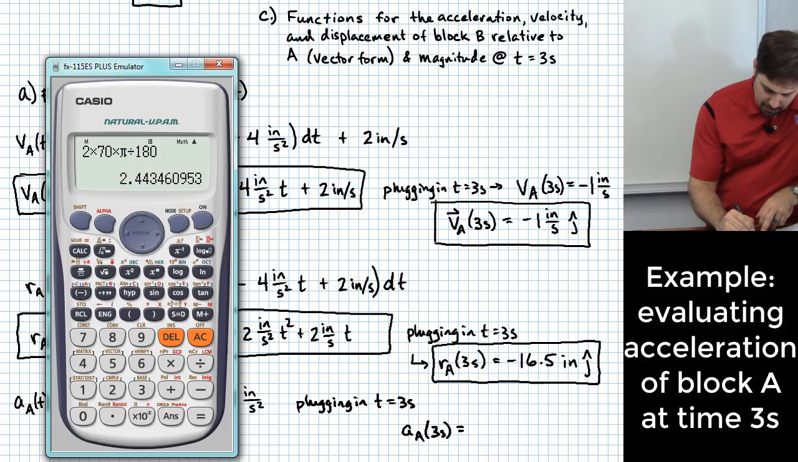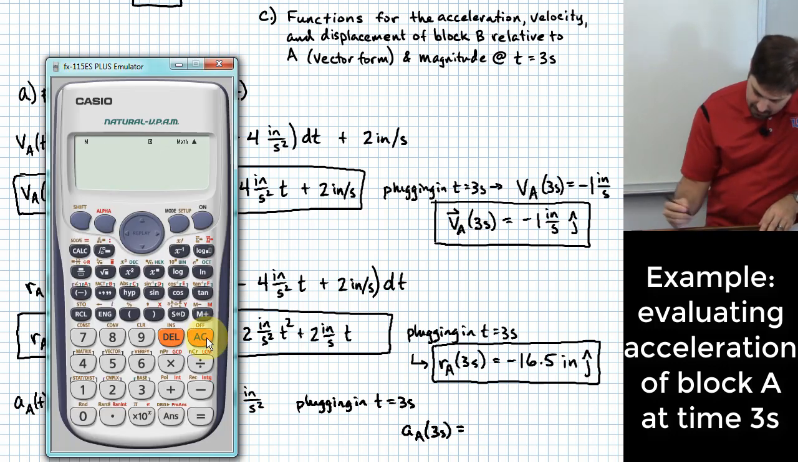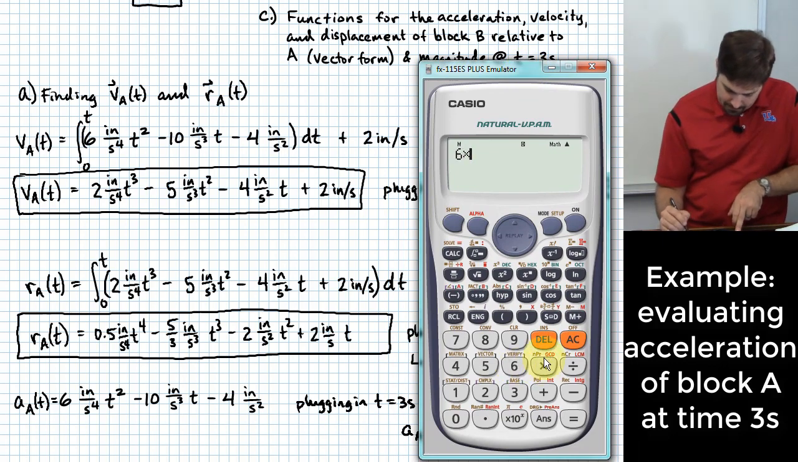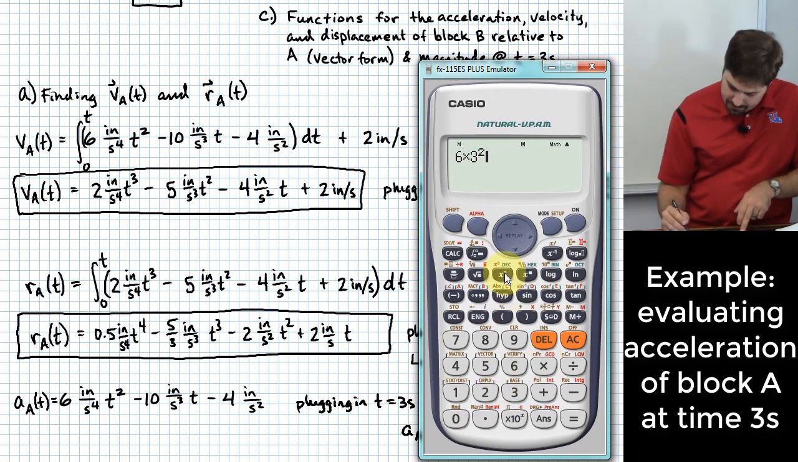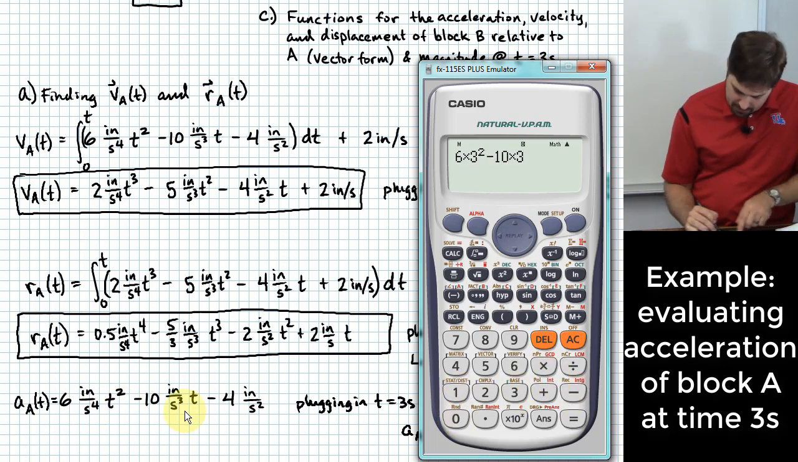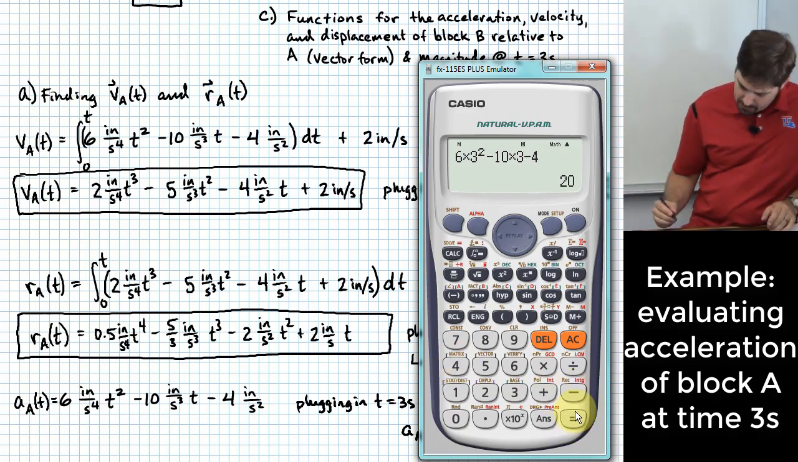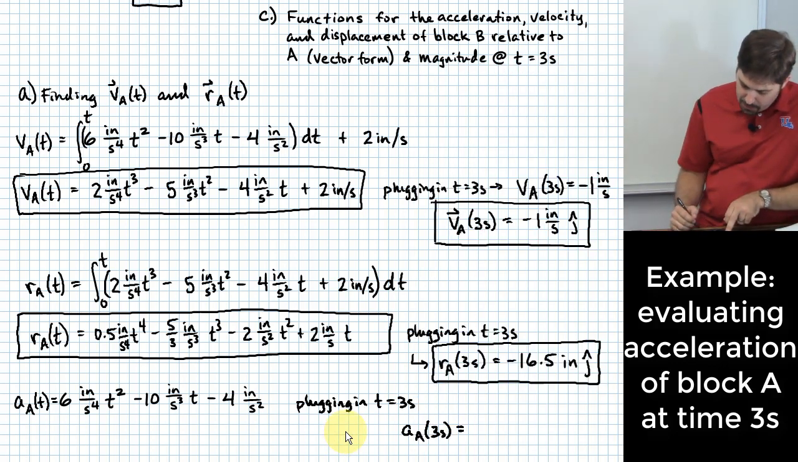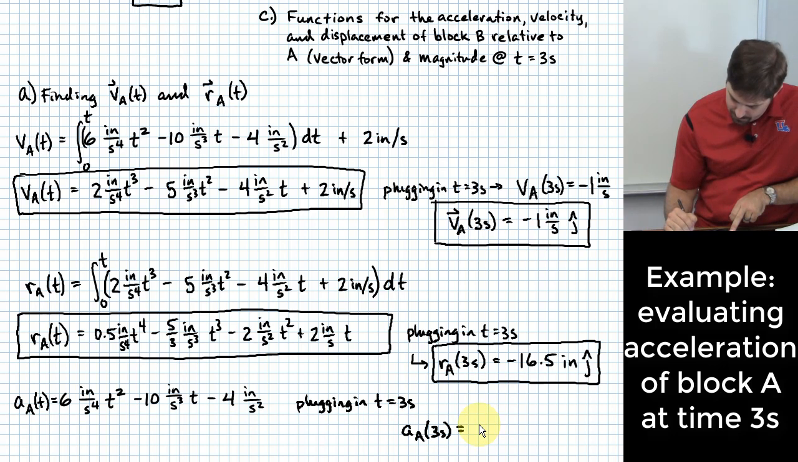This one I don't have done already, so I need to go back to here. Let's see. I got 6 times 3 squared minus 10 times 3 minus 4. So I've got 20. That would be in units of inches per second squared.